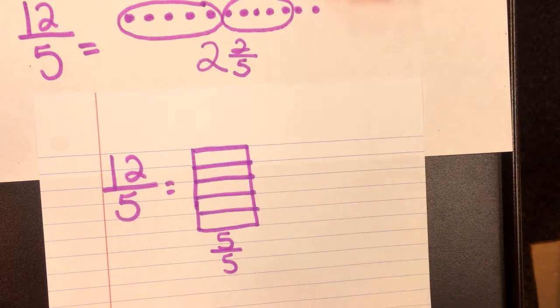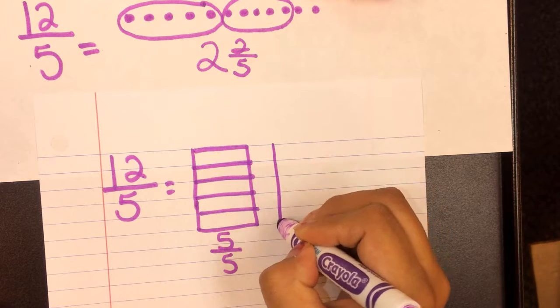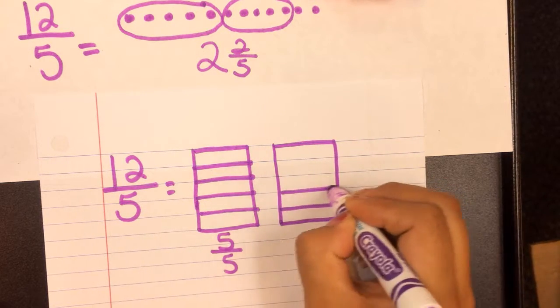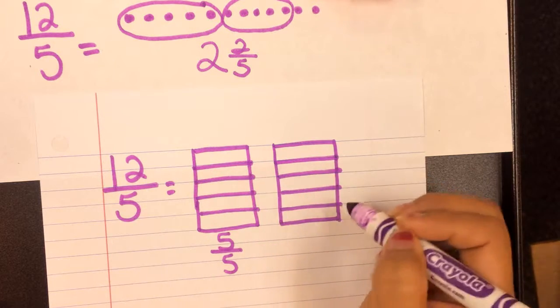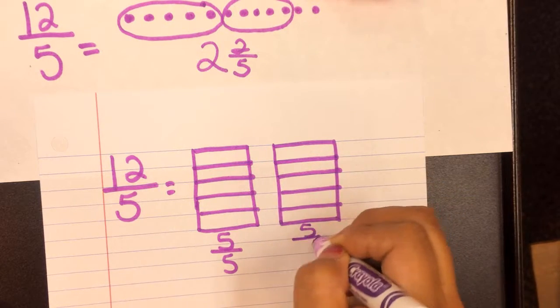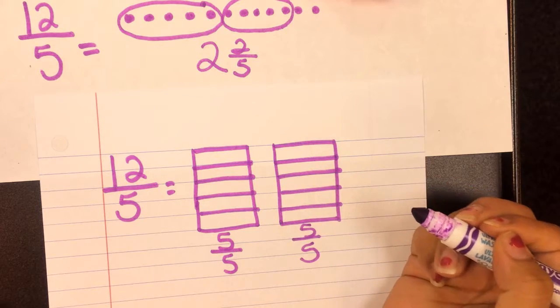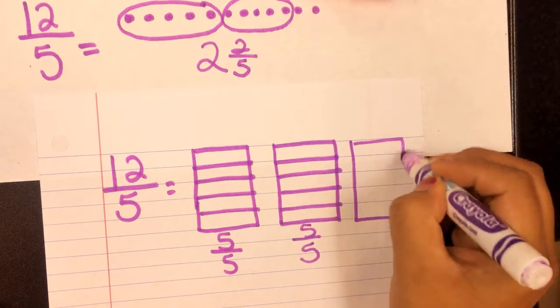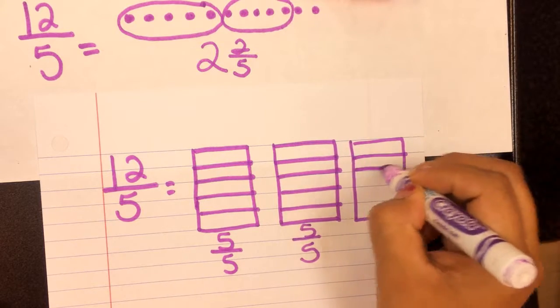I have 12, so I still have remaining ones. So I will draw another set. And they're drawing this with you, or they're watching at this point. I have another set of 5, and I have 2 remaining, so I will draw another whole. I am going to go back and shade in what I have.